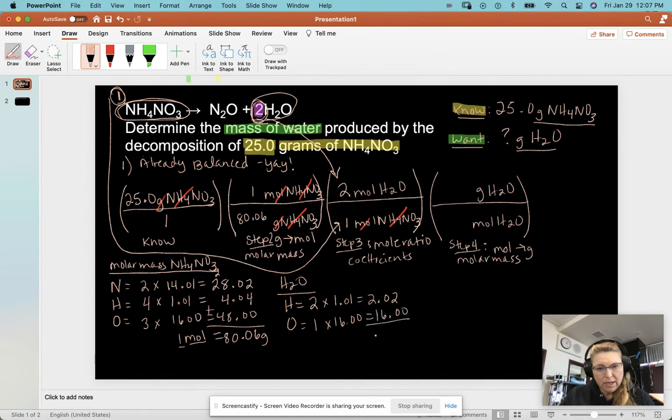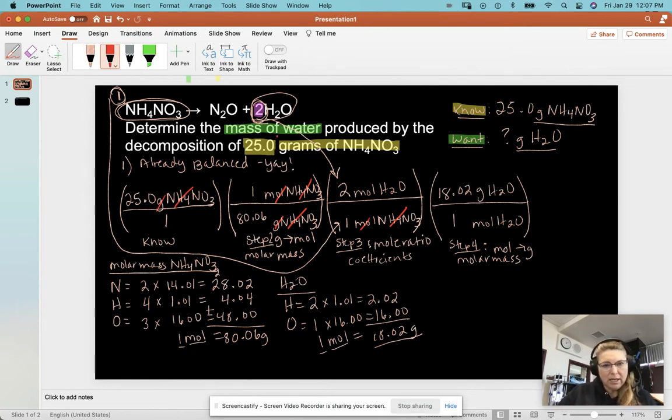So we're going to add those up to get 18.02 grams is equal to 1 mole. The number that's next to grams is 18.02, so I'm going to fill that in there. And the number that's next to moles is 1, so I'm going to fill that in there.